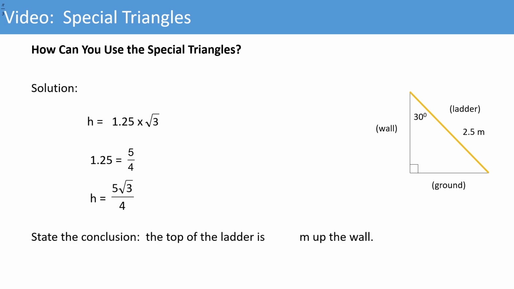So our conclusion, the top of the ladder is 5 square root 3 divided by 4 meters up the wall.